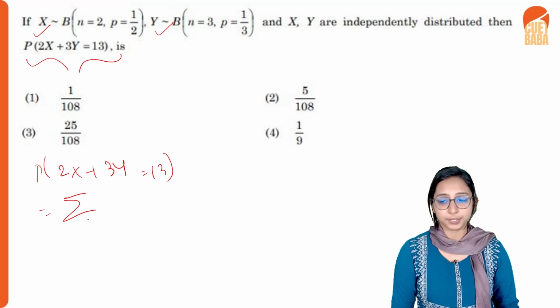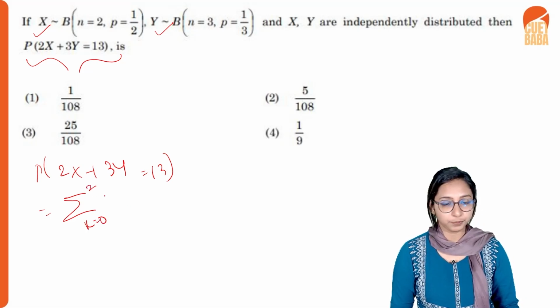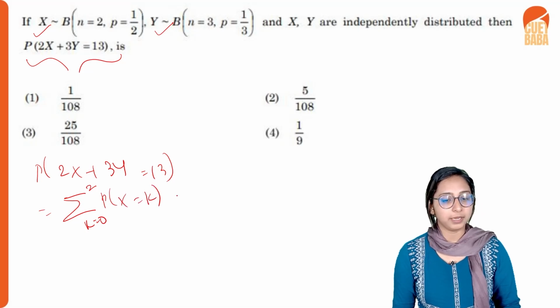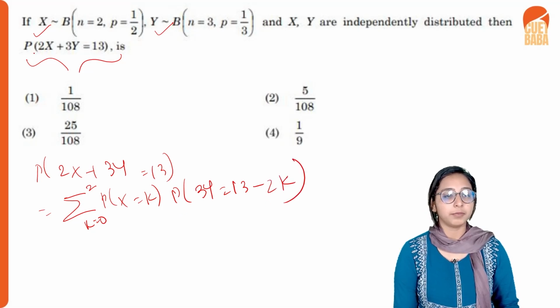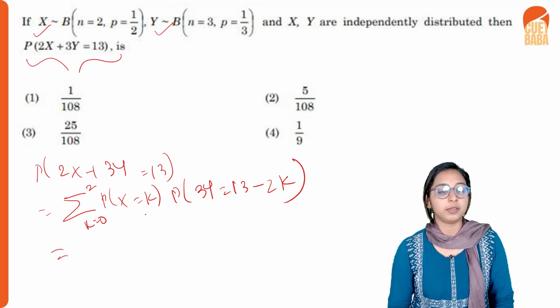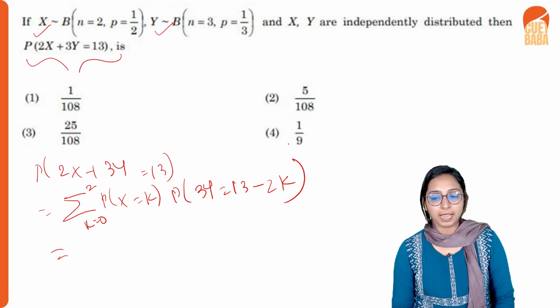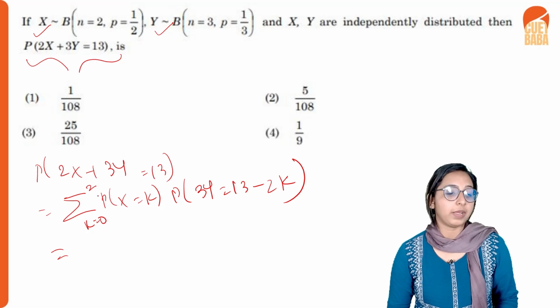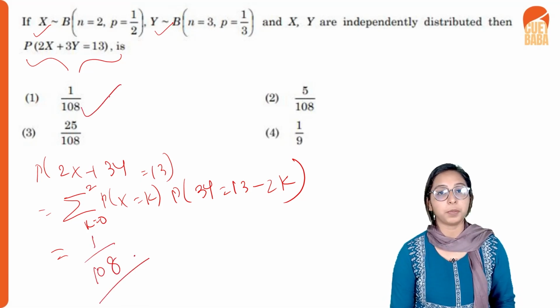We can find the probability that 2x plus 3y equals 13 using this equation. Probability is nothing but summation over k equal to 0 to 2, probability of x equal to k, and probability of 3y equal to 13 minus 2k. This equation is obtained from the given probability of 2x plus 3y equal to 13. We can use this, giving k the different values 0, 1 and 2. Three different values we can give, and we can find the answer, and the final answer will be 1 by 108. The first option, 1 by 108.